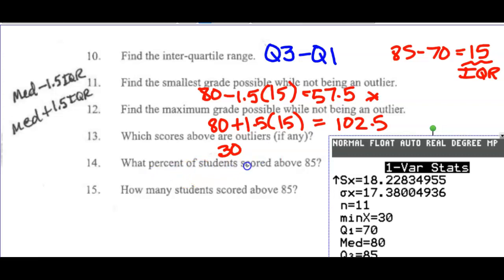Okay. What percent of students scored above 85? Well, Q3 was 85. So that means 25%. Quartile 3 means the 75th percentile. 25% were above 85. How many students scored below 85? That would be 75% then.